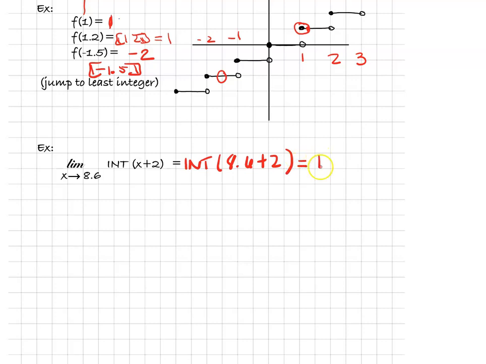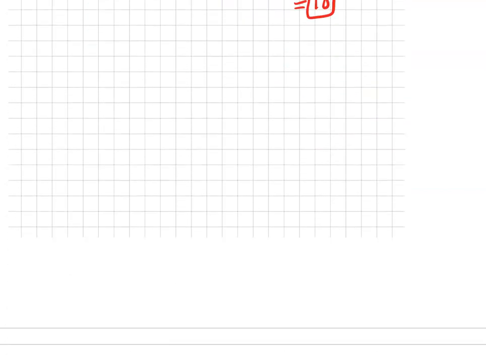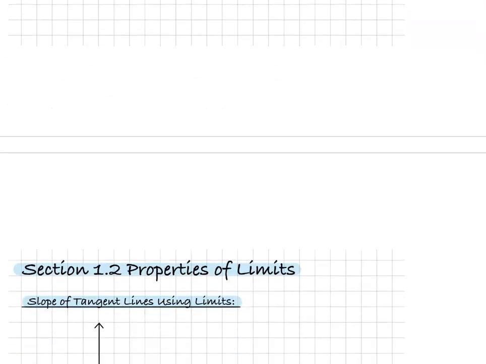And so I'm going to do my parentheses first. So inside, that would give me 10.6. Now for 10.6, you want the greatest integer less than or equal to it, or I like to say round down. And then that would actually give you 10. So make sure you remember how to work with this function so that the limit doesn't trip you up.